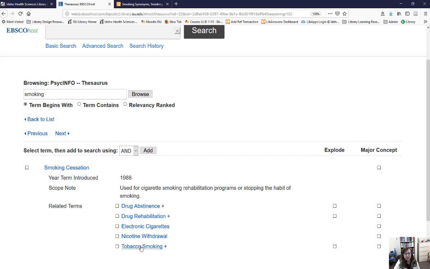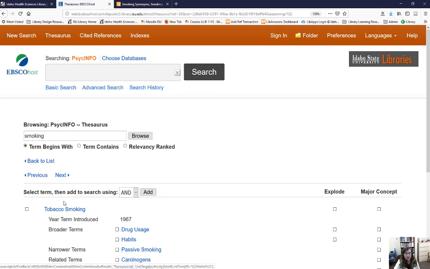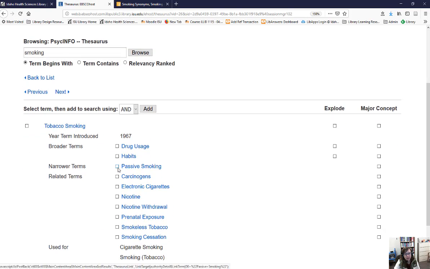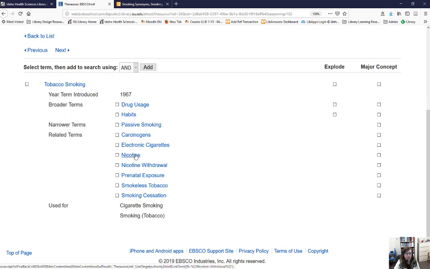As I can see here, there's nothing else. It's always helpful to look at the related terms. There's nothing else that's super helpful here. If I go back up to tobacco smoking, this will show me all terms related to tobacco smoking. And look at what's here. Passive smoking is here as well. As I scroll down here, I can see smoking cessation is also listed.